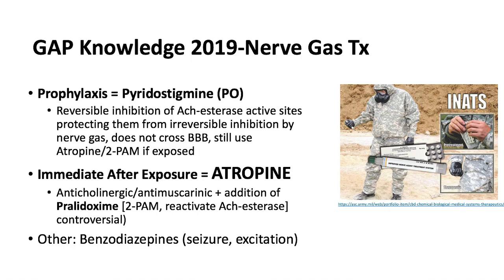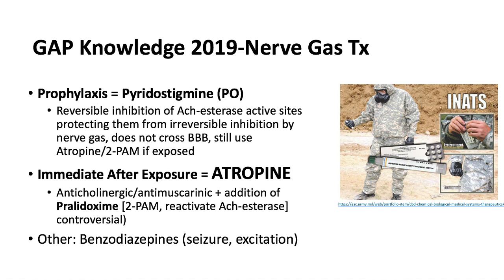So a gap in knowledge in 2019 was nerve gas treatment. So let's just briefly talk about that as we talk about poisoning of the acetylcholinesterase enzyme. Prophylaxis against nerve gas: we talked about pyridostigmine, and on the far right you have it being shown as a pill being opened and taken. It's reversible inhibition of the acetylcholinesterase active site. It protects it from irreversible inhibition by the exposure to the nerve gas that occurs later.